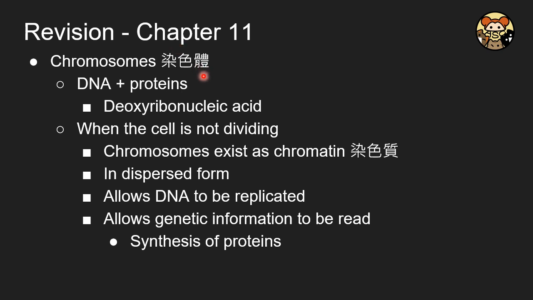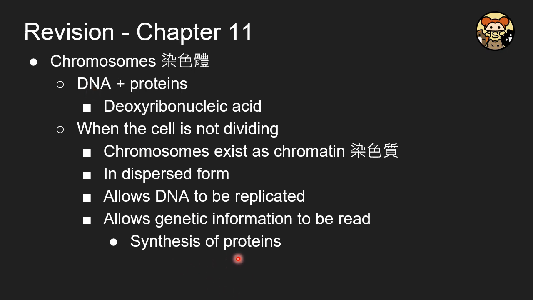To start with, I would like to talk about the genes and also the genome, and how they are organized in our nucleus. They are actually in the form of chromosomes, which are a combination of DNA and also proteins, because DNA is the short form for deoxyribonucleic acid. While the cell is not dividing, the chromosome exists as chromatin. It is a dispersed form, a more relaxed form, which allows the DNA to be replicated and, more importantly, allows the genetic information stored in the DNA to be read to synthesize protein.